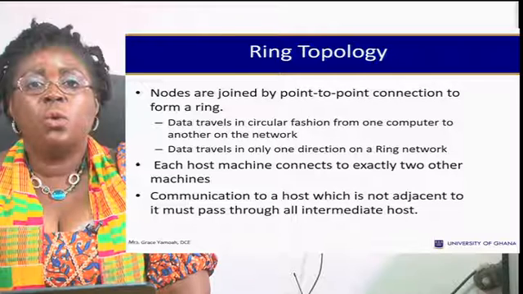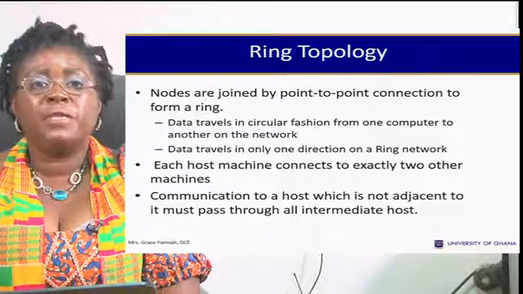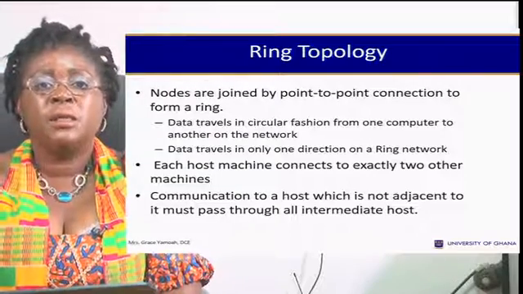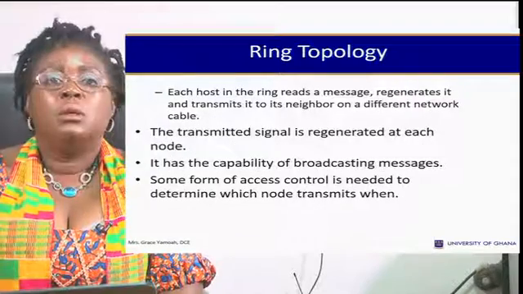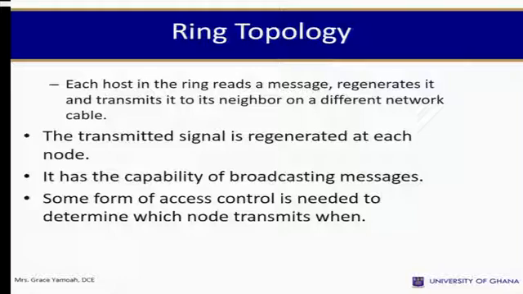Communication to a host which is not adjacent to it must pass through an intermediate host. In ring topology, hosts in the ring read a message, regenerate it, and transmit it to its neighbor on a different network cable. The transmitted signal is regenerated at each node. It has the capability of broadcasting messages. Some form of access control is needed to determine which node transmits when.